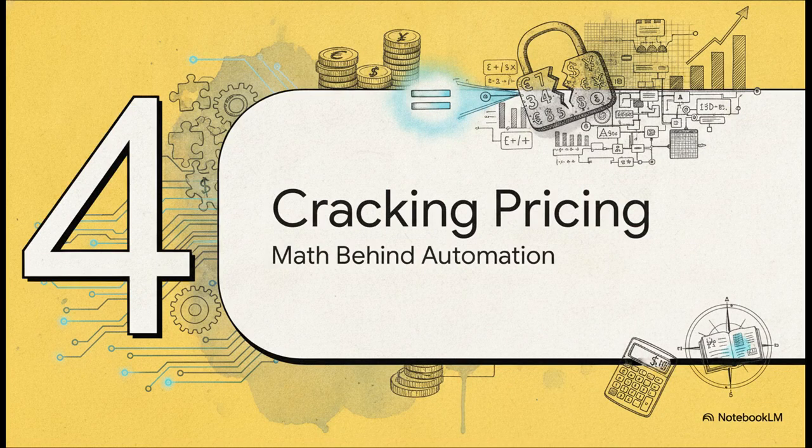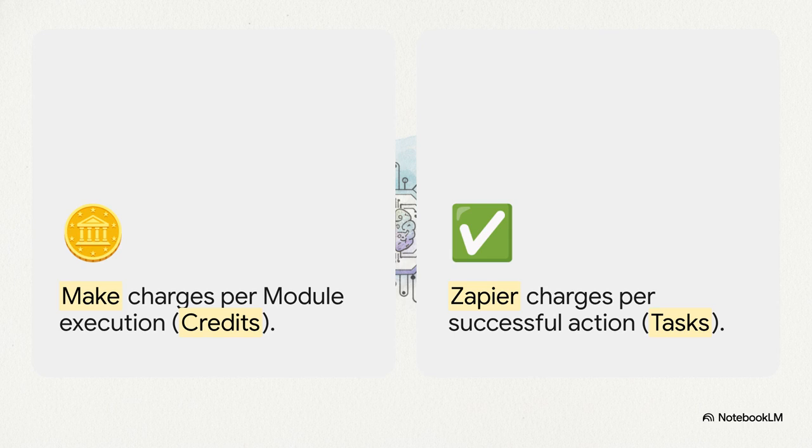All right, Section 4, cracking the pricing code, the math behind the automation. Ultimately, we have to look at how this incredible architecture actually impacts your wallet, because automation pricing can be notoriously tricky. It's essential to grasp the fundamental difference in billing here.